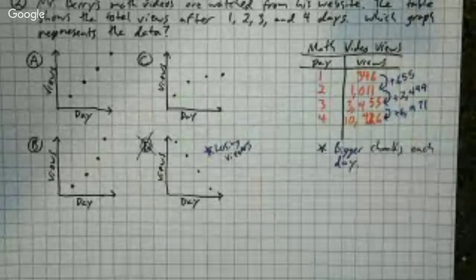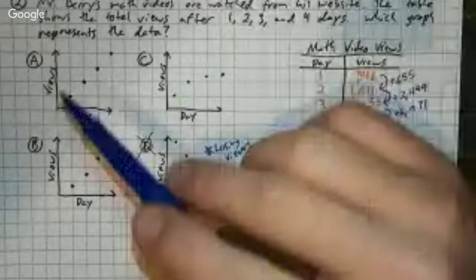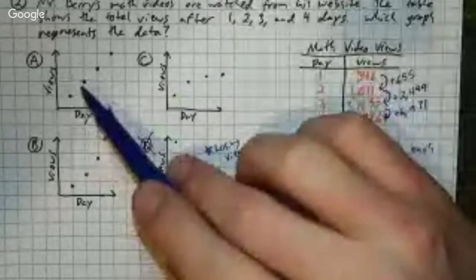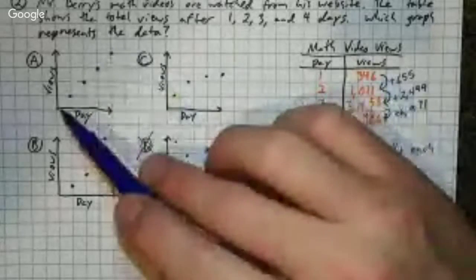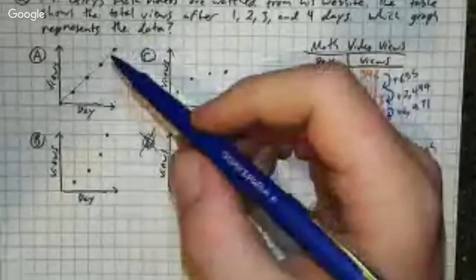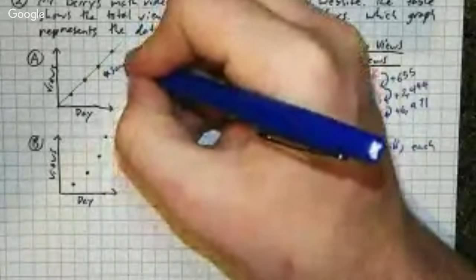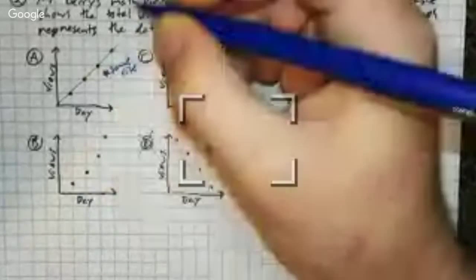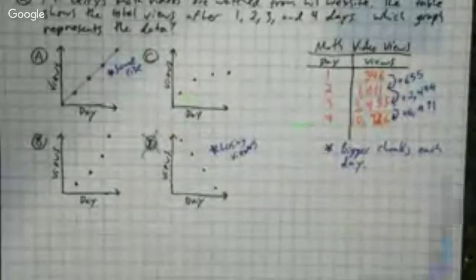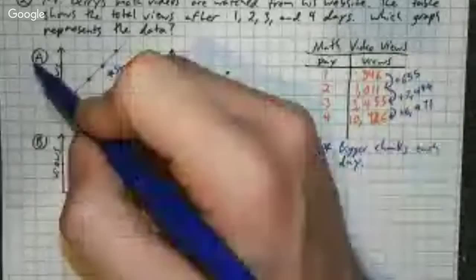Now we have 3 more. Go ahead and look at A. What does A say? Day 1, we would have this many views. Day 2, this many. Day 3, as you can see, it's in a very straight line, right? Meaning it would be the same rise each day. Come on, focus. There we go. It's a different rise each day. So it can't be A.